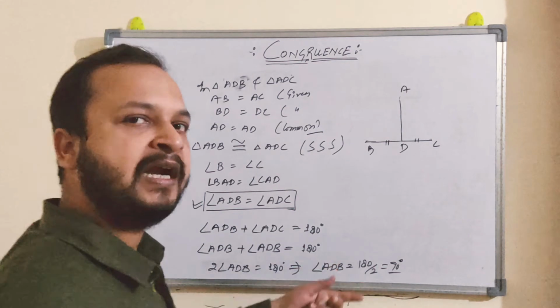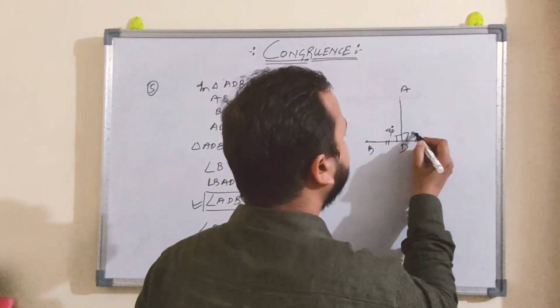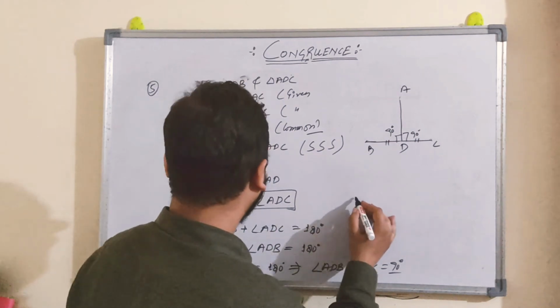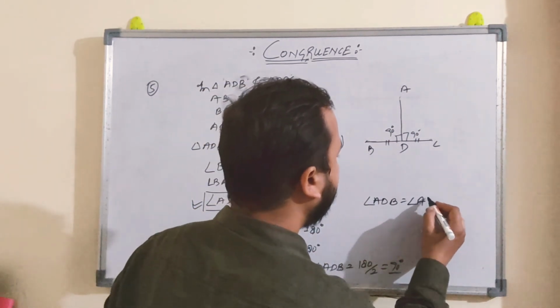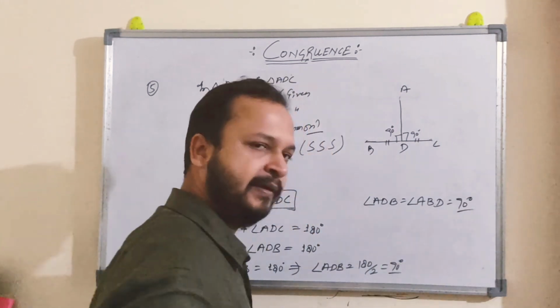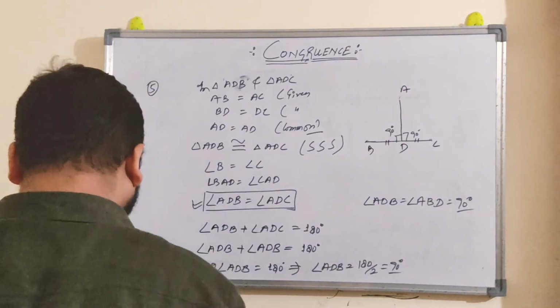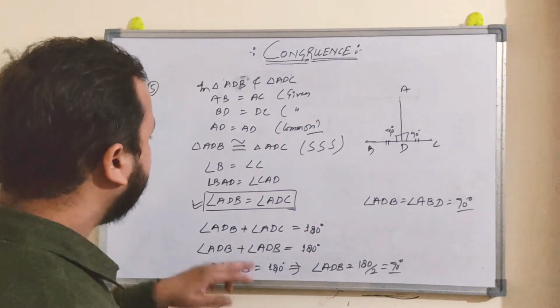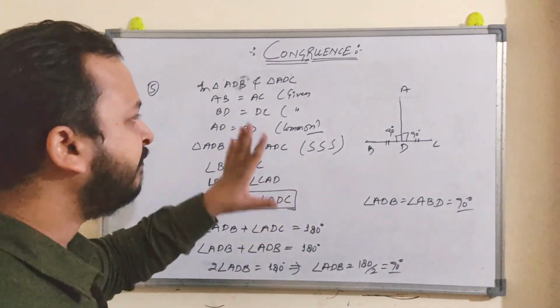So if one angle is 90 degrees, another must be 90. So if this is 90, so this is 90. So we have proven that angle ADB is equal to angle ADC is equal to 90 degrees. So this was the first part. Now come to second part. BAD is equal to CAD, we have proved it, right? So both the parts we have proved.